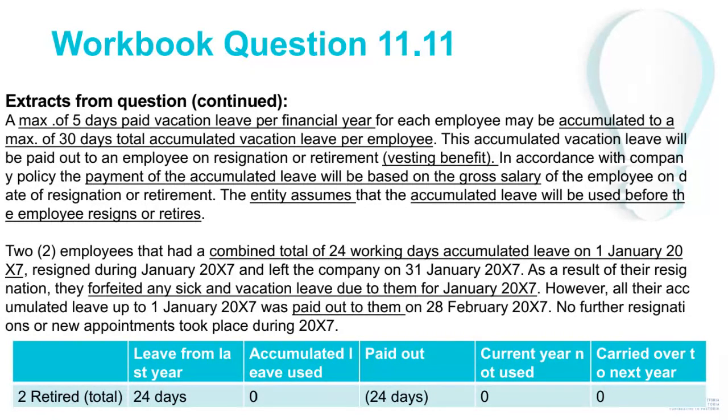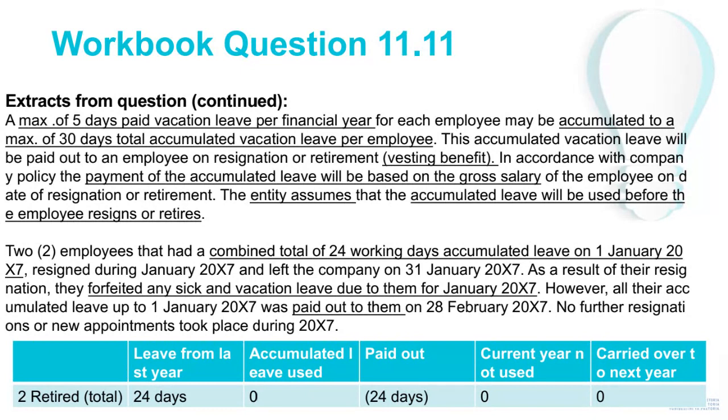It says, in accordance with the company's policy, the payment of accumulated leave will be based on the gross salary of the employee on the date of resignation or retirement. Now, that statement is sort of a null statement because we already know that when you pay out leave, you must use gross salary. So now they're just reiterating that when you pay out, you're going to use gross salary.